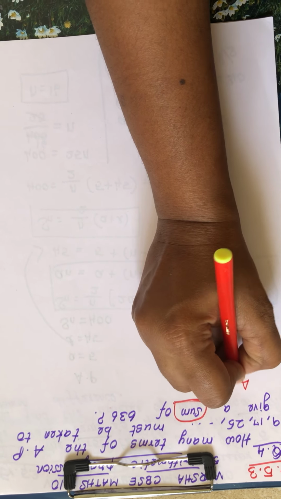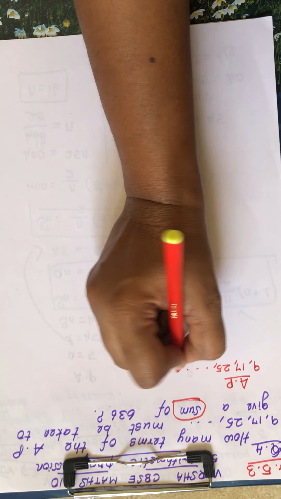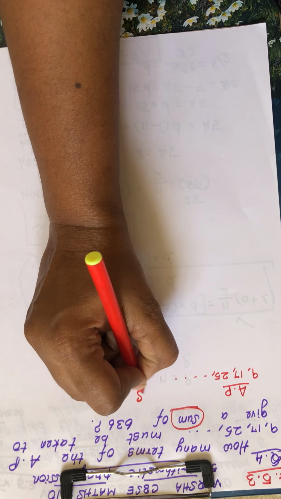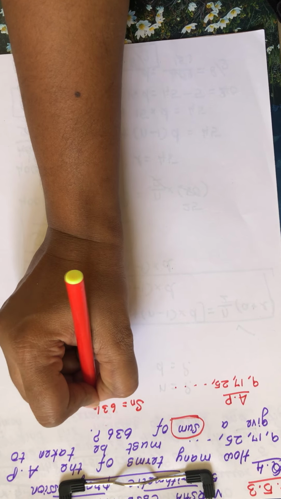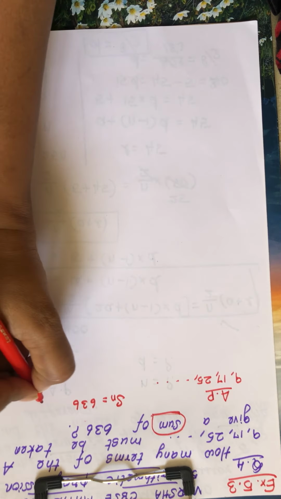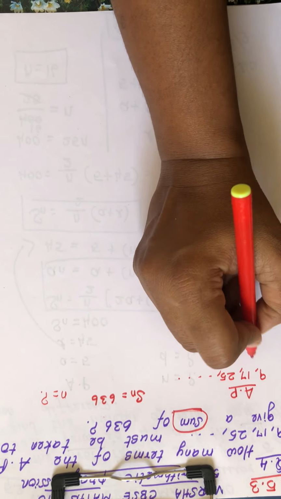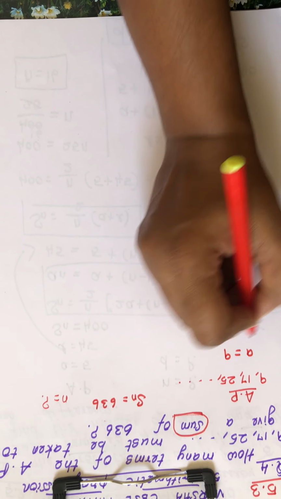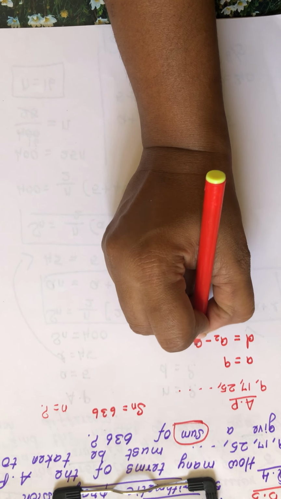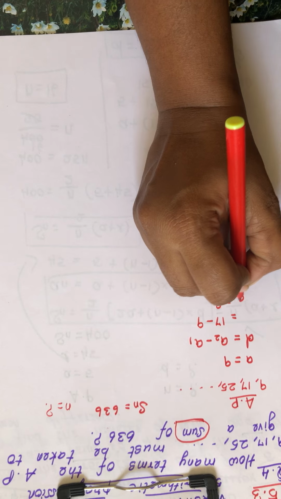So take your AP. AP is 9, 17, 25, etc. So what is given? Sn is equal to 636. The sum is given, and we are going to find the value of n. Let's find the first term, that is 9. What is your second term? Common difference is a2 minus a1, that is 17 minus 9, that is 8. So this is your common difference.